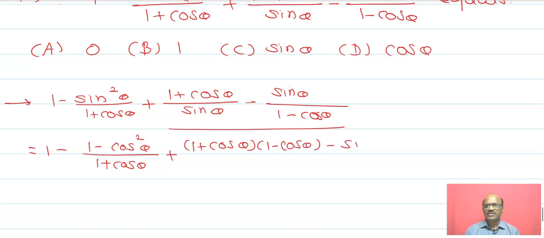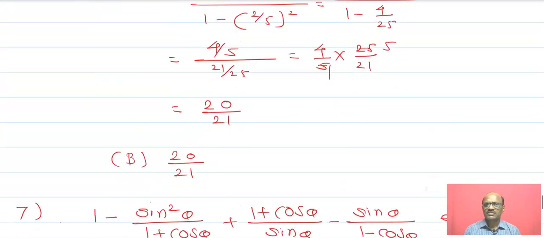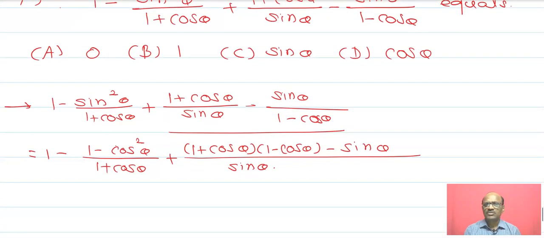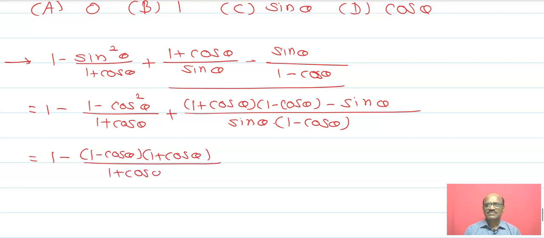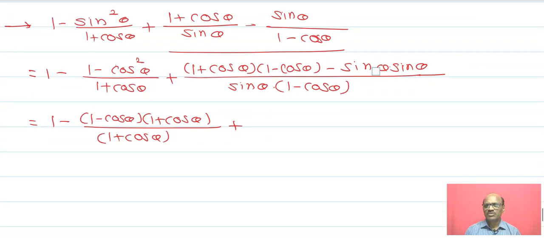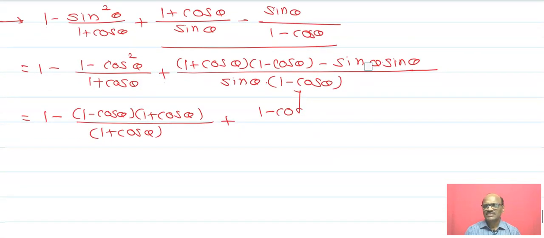Now here we are making the cross multiplication for the last two terms. That is 1 plus cos theta into 1 minus cos theta minus sin theta into sin theta. There must be the sin theta, I had not written it. Now we'll write it. That is 1 minus cos square theta is written as 1 minus cos theta into 1 plus cos theta upon 1 plus cos theta.